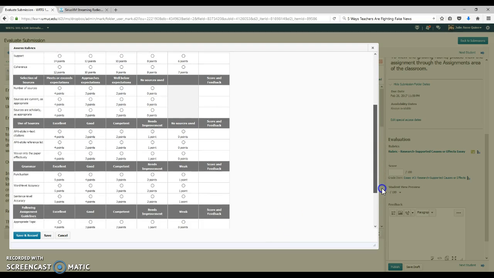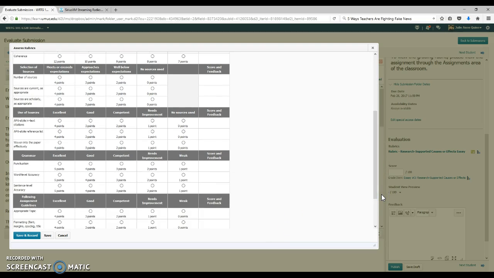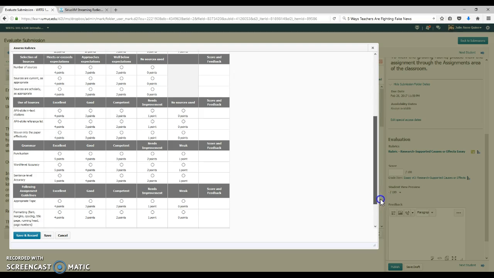Now, I'm working until 4 today, which is another 5.5 hours. If you want to reach out to me for help on formatting for APA and in-text citations, an APA style reference list, and how you cite your sources, you bookend them as we've talked about in previous weeks. Grammar is 15% of your grade. Punctuation, word level accuracy, and sentence level accuracy is important. And then, of course, following the assignment guidelines.